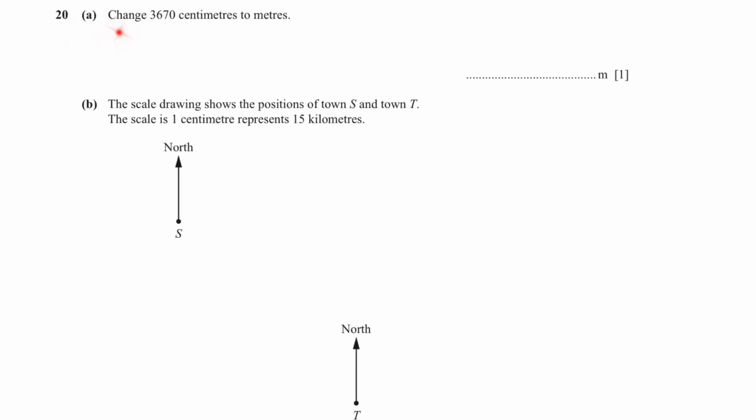Question number 20, part A. Change 3670 centimeters to meters. To change centimeters to meters, let's see, 1 centimeter is equal to how many meters? 1 centimeter is 1/100 meters. Therefore, to change 3670 centimeters to meters, we are going to divide by 100. And the answer is 36.7 meters.